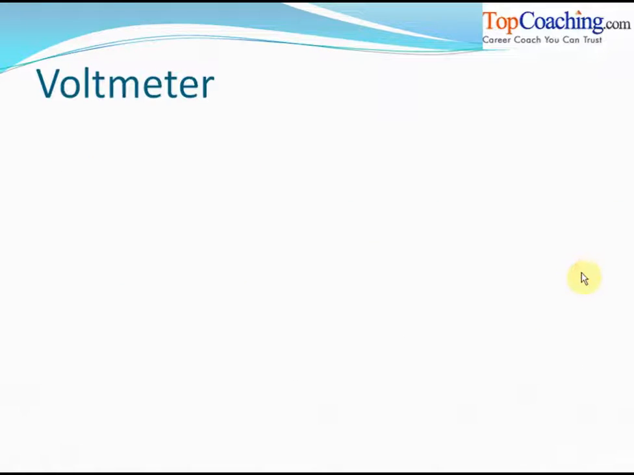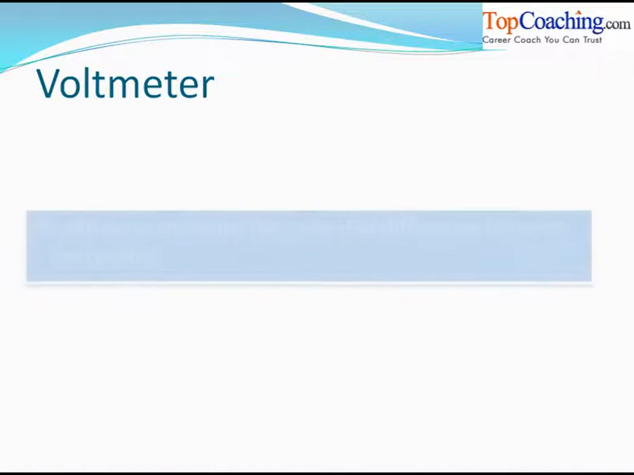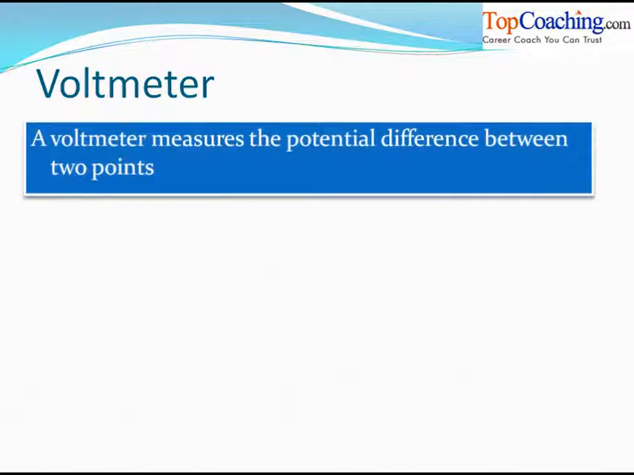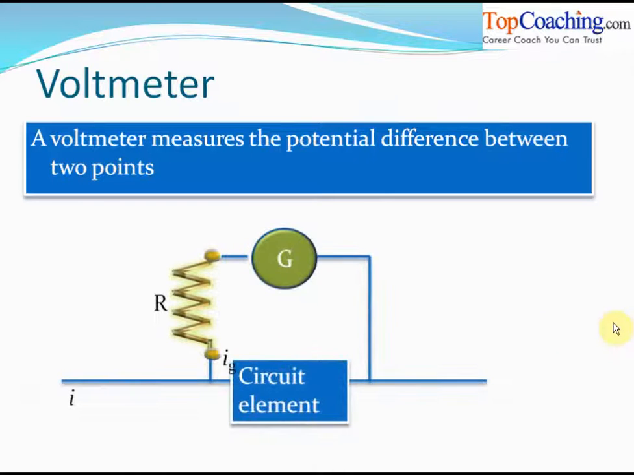The next instrument we're going to study, and which is very similar to the ammeter and the galvanometer, is the voltmeter. A voltmeter measures the potential difference between 2 points. A voltmeter is also basically a modified galvanometer. So just as the ammeter involved connecting a resistance in parallel with the galvanometer, a voltmeter involves connecting a resistance R in series with the galvanometer.